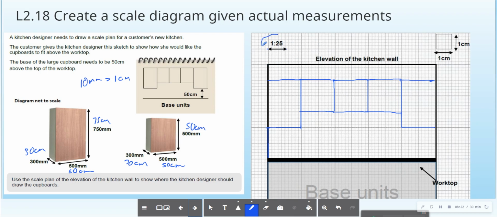Always look for this part here. The scale is really important when you're doing any of these sort of drawing on this sort of paper, scale diagrams. Okay, look for the scale. That really unlocks the question. If you miss that part, it's going to be a bit tricky for you to do. So make sure you read the question very carefully and look for that scale.